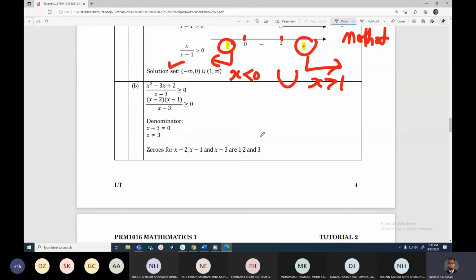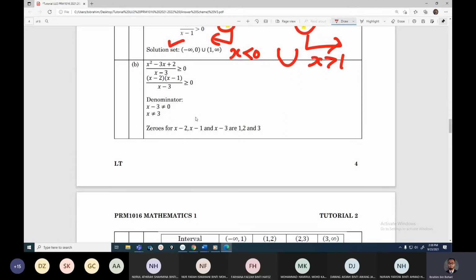Okay, question B. (x² - 3x + 2)/(x - 3) is greater than or equal to 0. Okay, and first step, here you factorize the quadratic: (x - 2)(x - 1)/(x - 3) is greater than or equal to 0, and the denominator here is not equal to 0. So the zeros of the function here are 1, 2, and 3. Okay.